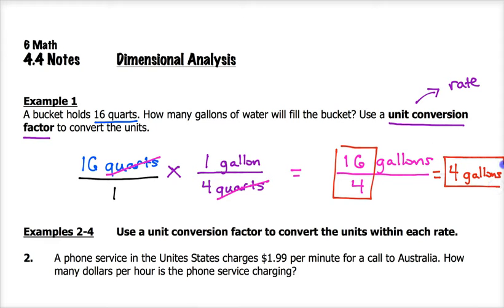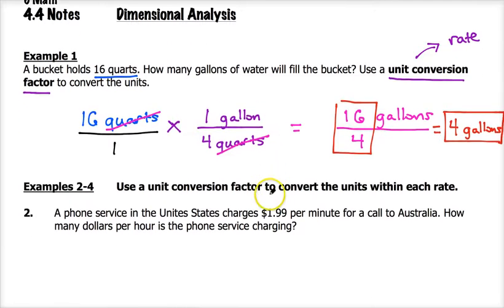This may seem like an odd way to do this conversion. I'm sure in the past you may have just divided 16 by 4, which is technically what I did here. But I want you to set it up this way because this is going to help you a lot when you get to some more complicated unit conversion factors, especially when you get to 7th and 8th grade science and even high school chemistry. This is going to be a way that your teachers probably teach you how to convert your units. Okay, let's look at number 2.